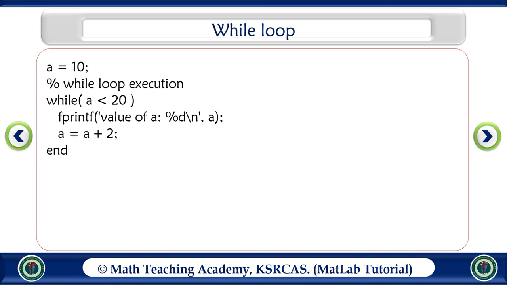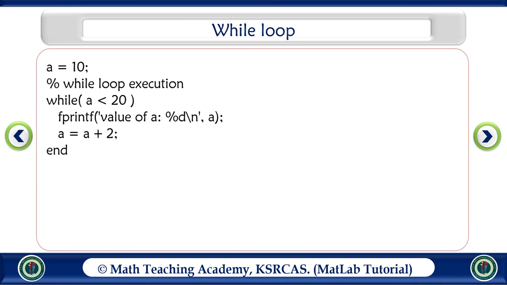And then the control will transfer to the next statement, a = a + 2. Now the present value of a is 10, so 10 is added to 2, and 10 plus 2 becomes 12. 12 is assigned to the variable a, and then control will transfer to the next statement, that is end.